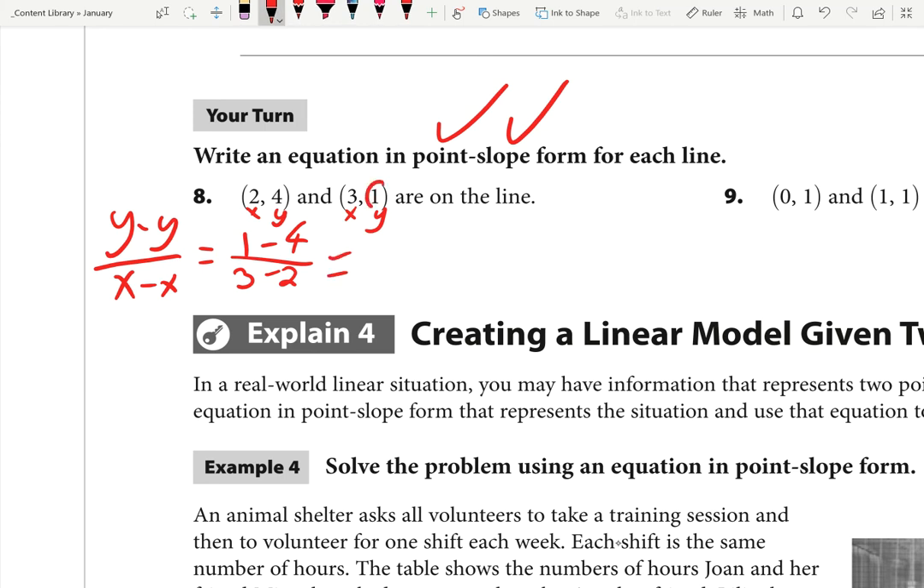So remember I'm doing 1 minus 4 and 3 minus 2. When I calculate, 1 minus 4 is -3, 3 minus 2 is 1. And again, it's a fraction, but it's a fraction that's a real number. -3 divided by 1 is still -3. So my slope is -3.